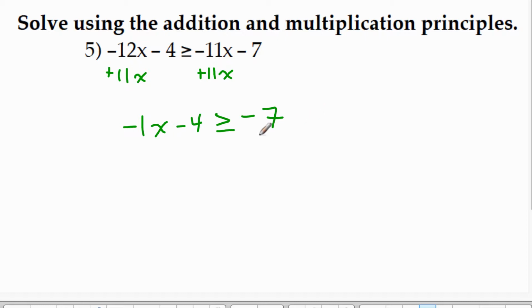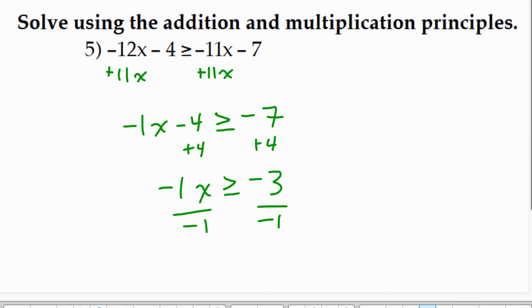I want to get numbers on this side, so I'll add 4 here. If I do it there, have to add it there. So I'm going to be left with minus 1x greater than or equal to negative 7 plus 4 would be a negative 3. Now this has to be an x, not a negative 1x. So I'm going to divide this side by negative 1, divide this side by a negative 1.